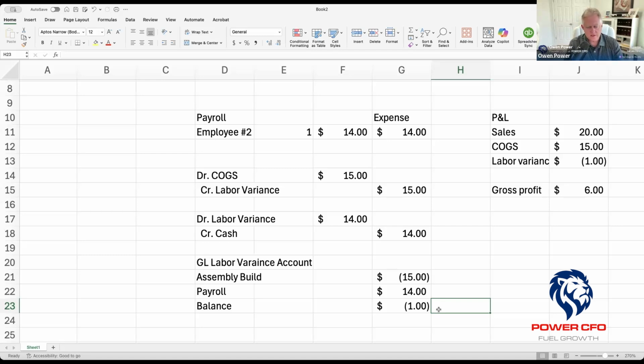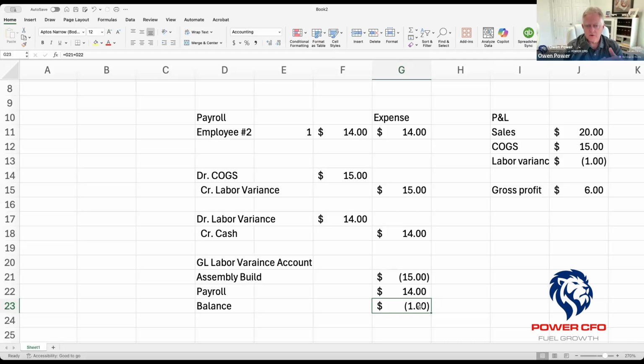So the labor variance is a mechanism for you to gauge: am I applying enough labor, too much labor, or too little labor cost to each job? That's what the labor variance account is telling you. If it's a credit balance, the labor rate that you used over all your jobs, over all the orders, was higher than what it needed to be.